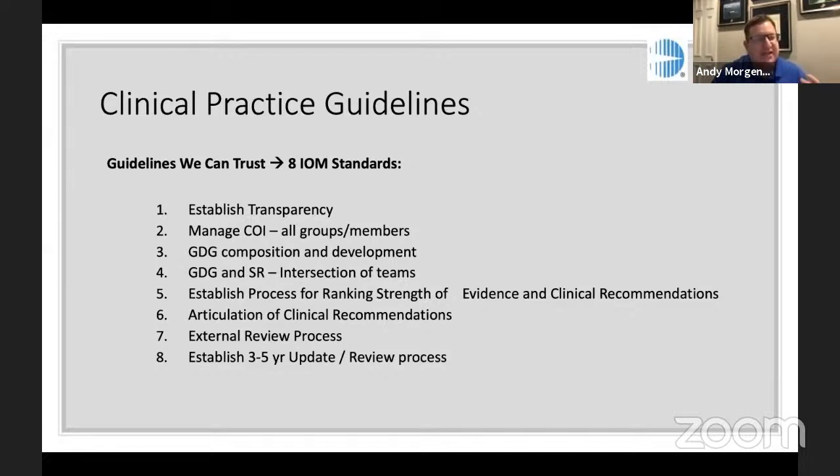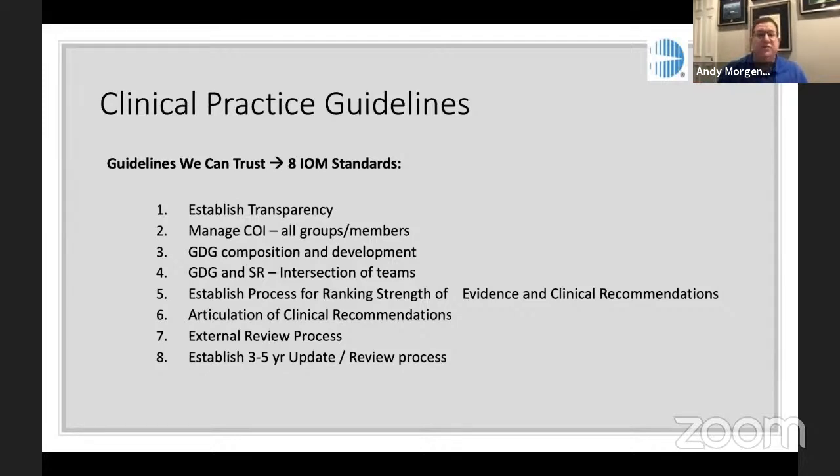So the books that the government created, those 2 textbooks, the Institute of Medicine standards, had an 8-step process in developing clinical practice guidelines from peer-reviewed journal articles. Number 1, we have to establish transparency of the group. Number 2, manage the conflicts of interest. We want a guideline development group composition. We have to house them together, and we get our writers as well. We have to establish a process for the ranking of evidence and clinical recommendation.